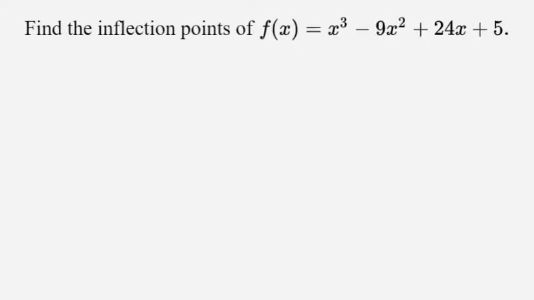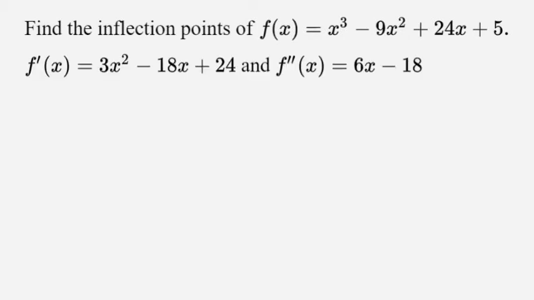As an example, let's look at the polynomial x cubed minus 9x squared plus 24x plus 5. And we want to find the inflection points of this polynomial. And to find the inflection points, we've got to take the second derivative, and the first derivative is 3x squared minus 18x plus 24, just using the power rule and our other basic derivative rules. And then one more derivative will get us 6x minus 18.